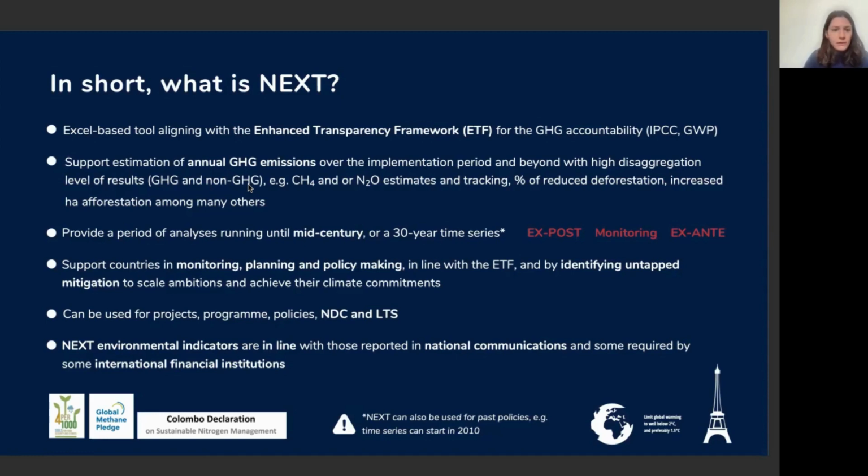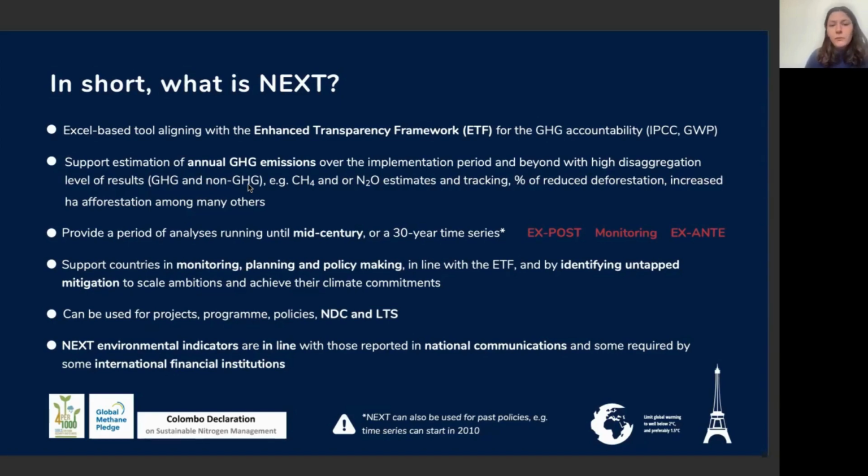It can be used, as I said, for NDCs because it was used for that purpose, but also for projects. We work in FAO with the GEF unit, for instance, the AFD, as I say, that is going to use NEXT for the estimate of the future projects that they're going to implement. So project level, program, policies, and also long-term strategies. As we have this 30-year time series, it really means that we can go from a short vision to a long vision. So we also work on that. You will have a short example right after in this presentation.